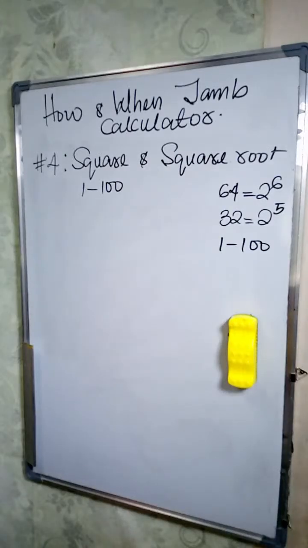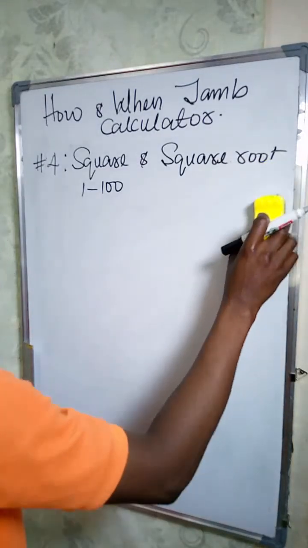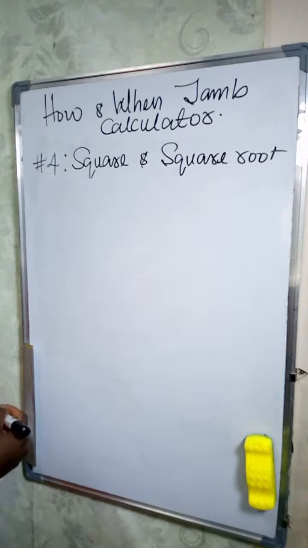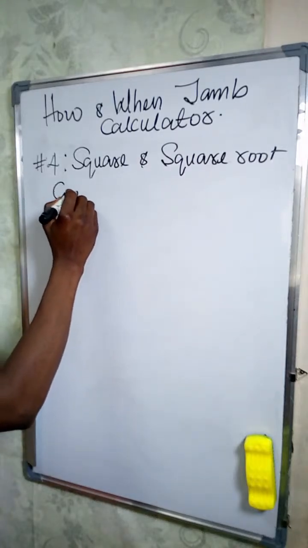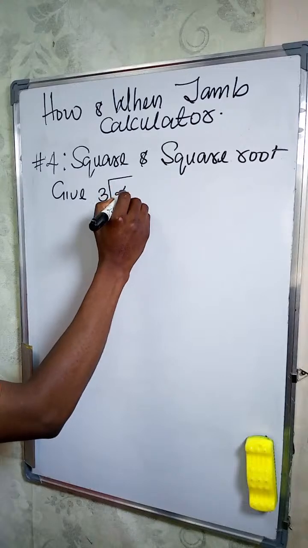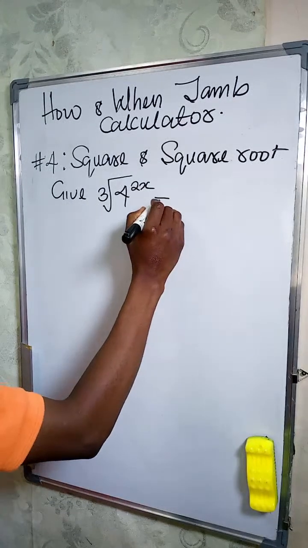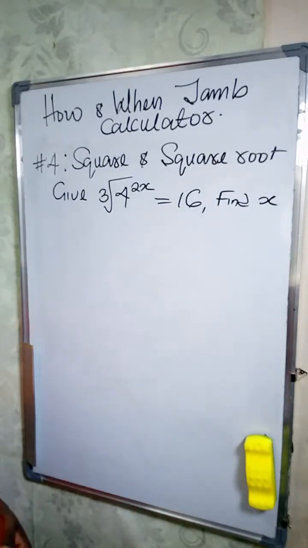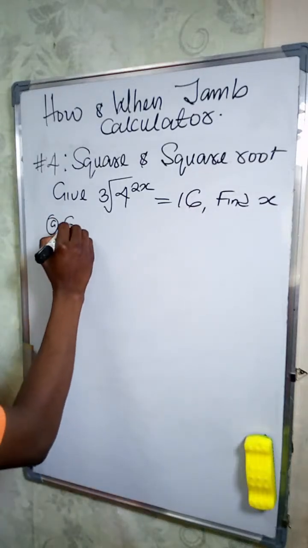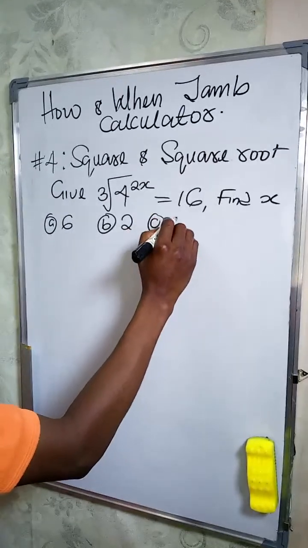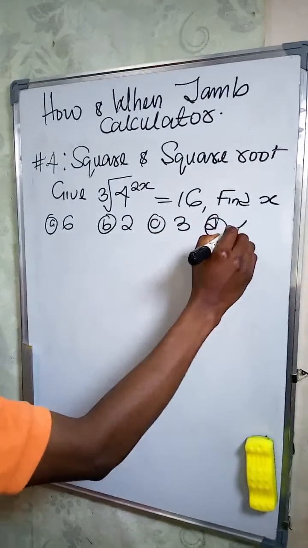Now what if they tell you make you find the square root of a number? See the kind of question wey Jamb go ask you. Make me and you talk about this question. See this kind of question, make you tell me how you go take answer this question. Jamb say, given that the cube root of 4 to the power of 2x, they say e dey equal to 16. The question say make you find x. This na Jamb question wey I get from Jamb past question. Here they give you the options, say A na 6, B na 2, C na 3, and D na 4.